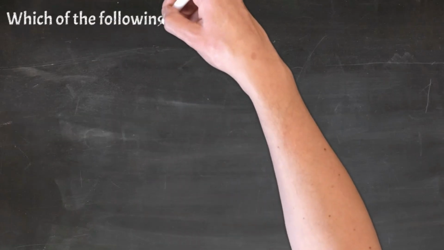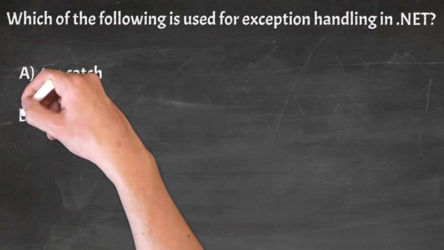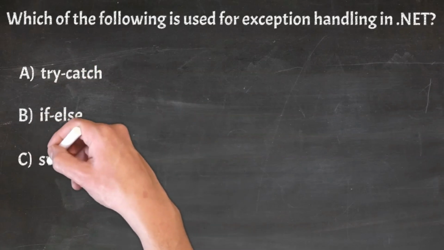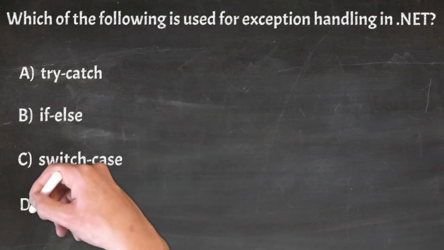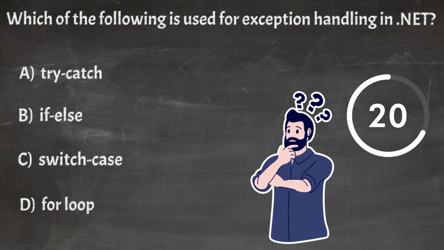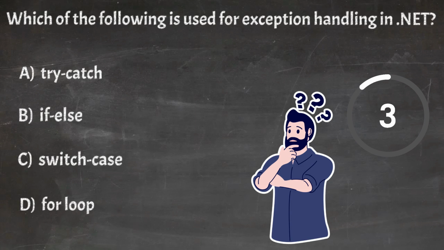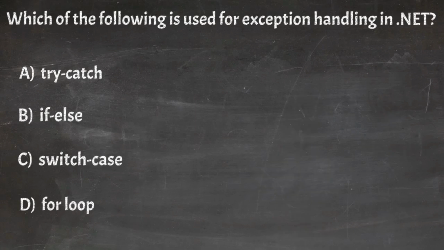Which of the following is used for exception handling in .NET? A. Try catch. B. If else. C. Switch case. D. For loop. Correct answer A. Try catch.